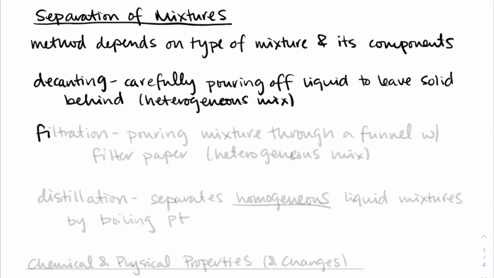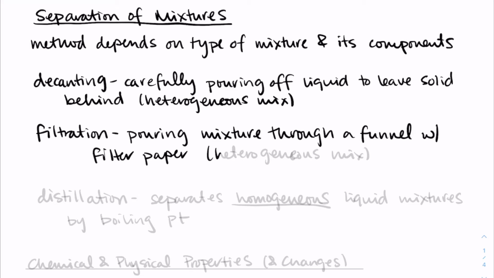Filtration means to pour the entire mixture through a funnel with filter paper. This is also something you would do with a heterogeneous mixture, and something like a piece of filter paper or a pasta strainer would act as the filter. So you just dump everything in and rely on another piece of physical equipment to do the separation for you.